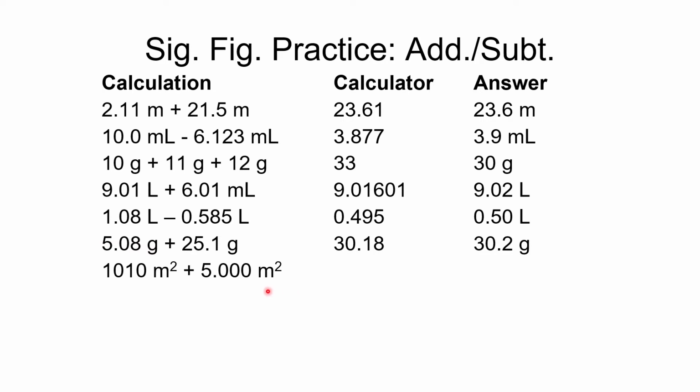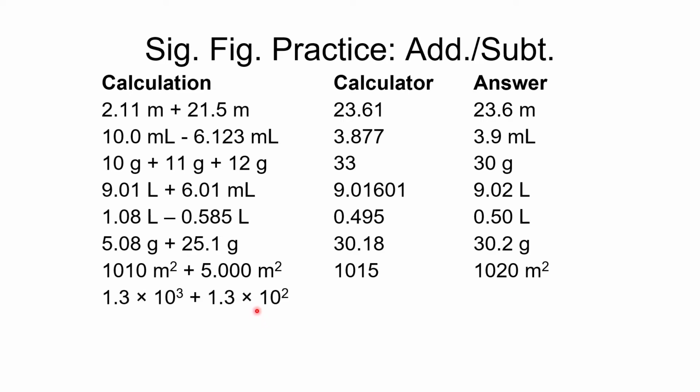Next, all right, this is another one that sometimes will drive people a little bit batty. So 1,010 square meters and 5.000 square meters. Of course, 1,010 plus 5 is 1,015. Our last sig fig in this number is in the tens place. Our last sig fig for this number is over here in the thousandths place. So we're going to need to round this to the tens place. So when we round that to the tens place, this will round up, and that will become 1,020 square meters.